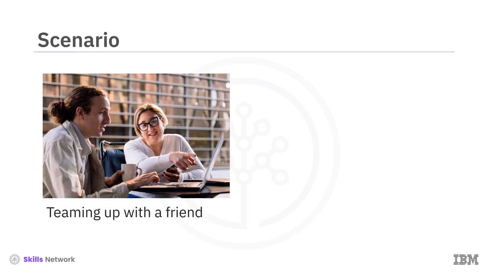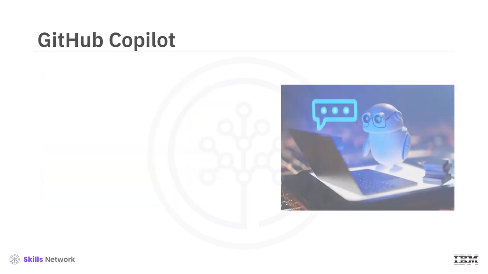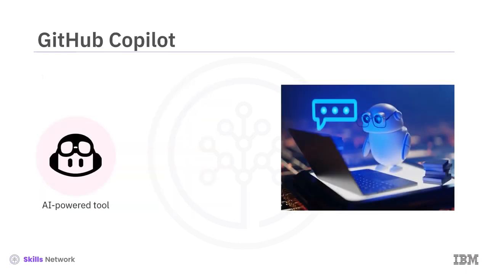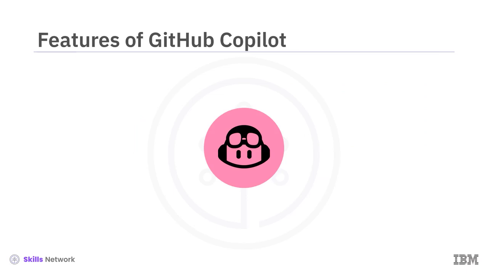GitHub Copilot is designed to do exactly this, using the power of artificial intelligence, or AI. GitHub Copilot is an AI-powered tool that assists developers in writing code. It is designed to work as a plugin for various code editors, including Visual Studio Code, and provides contextual code suggestions. Let's look at the features of GitHub Copilot.